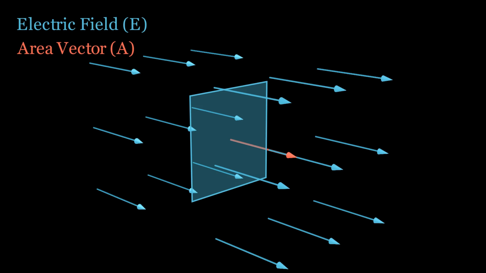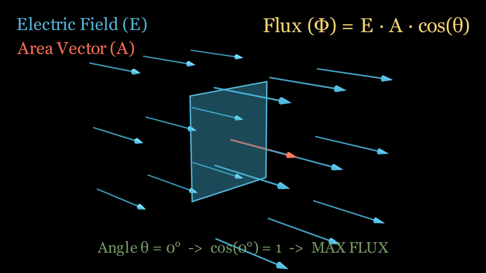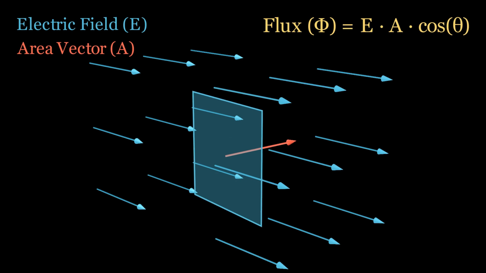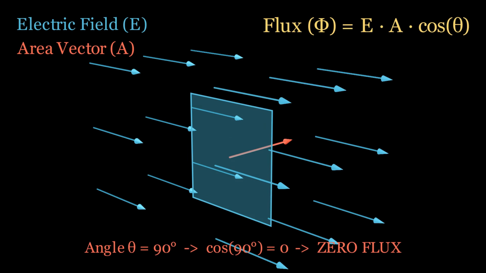The flux, usually represented by the Greek letter phi, is simply the dot product of these two vectors. The formula is flux equals E times A times the cosine of the angle between them. When the surface is facing the field perfectly, the angle is 0. The cosine of 0 is 1, meaning the flux is at its absolute maximum. But as you rotate the surface to 90 degrees, the cosine becomes 0, and just like the hula hoop in the rain, the flux becomes 0.